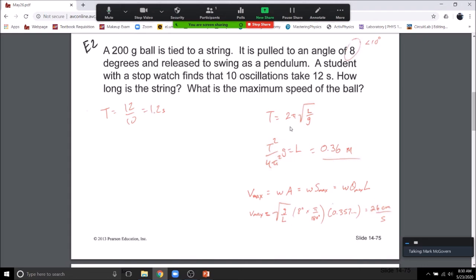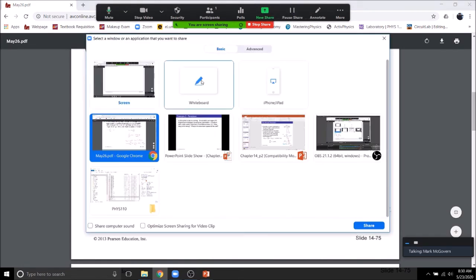As the pendulum oscillates, there's an energy transformation from potential to kinetic, and so this max speed occurs right at the bottom of the arc where it's moving the fastest. All right, chugging along here.